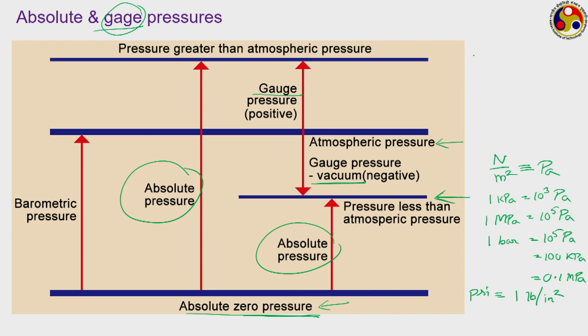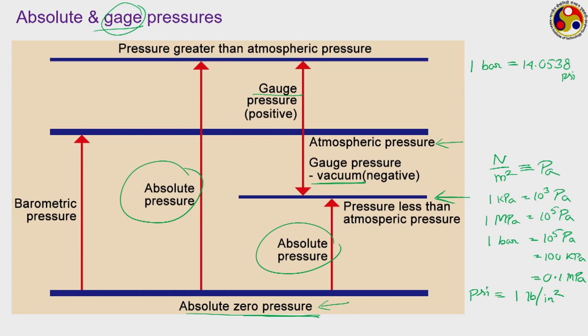Now, what is the conversion factor between the two? We can easily put the relation between kg and pound and meter and inch, and you will get that 1 bar is equal to 14.5038 psi. So, this is a very common relation.